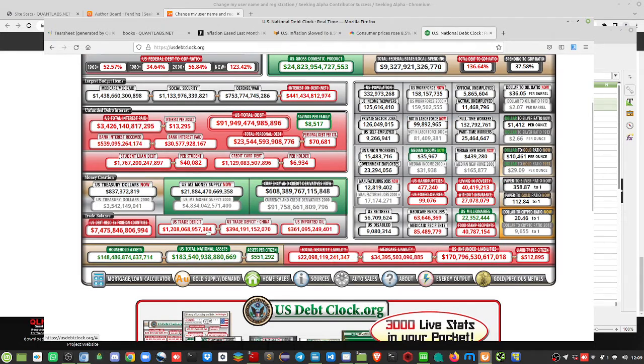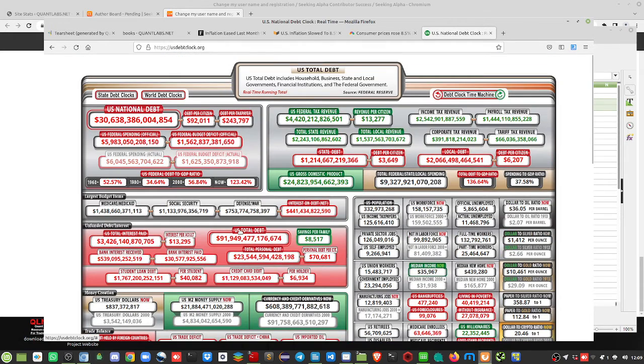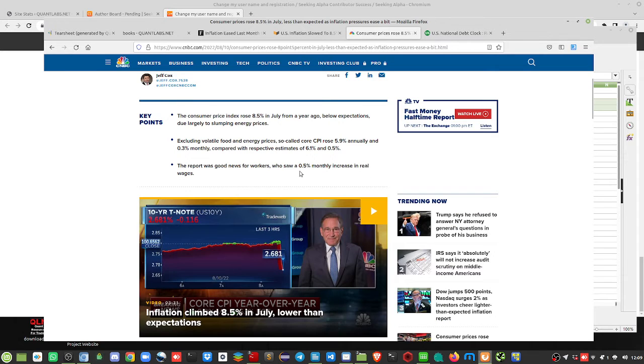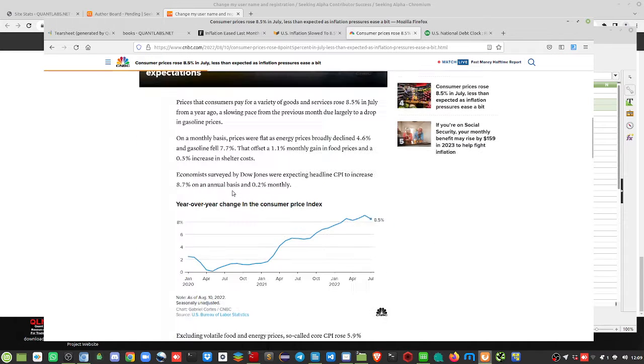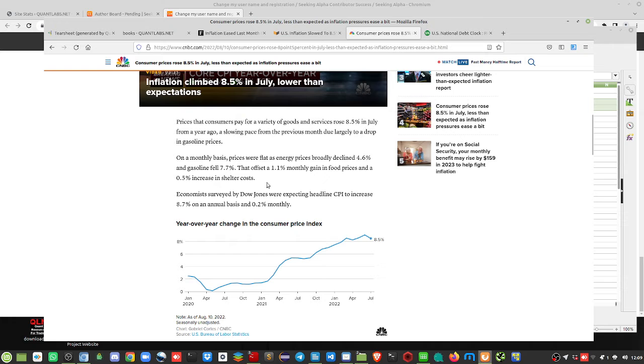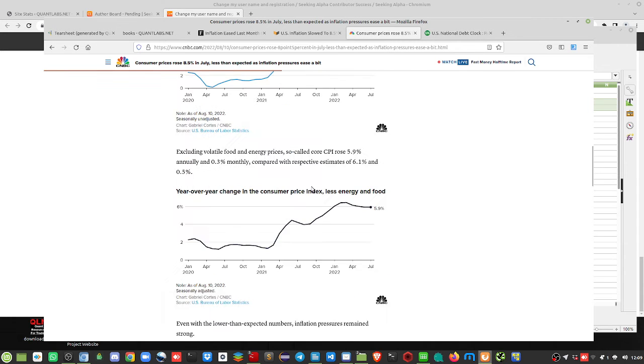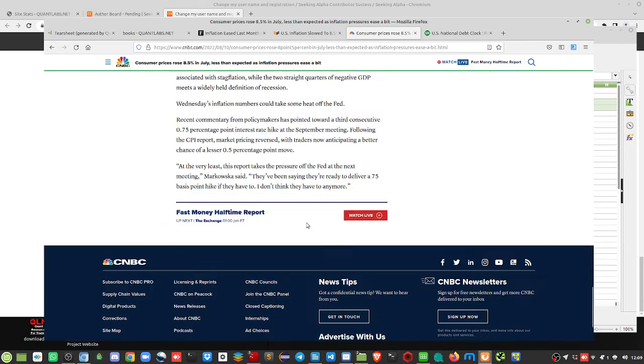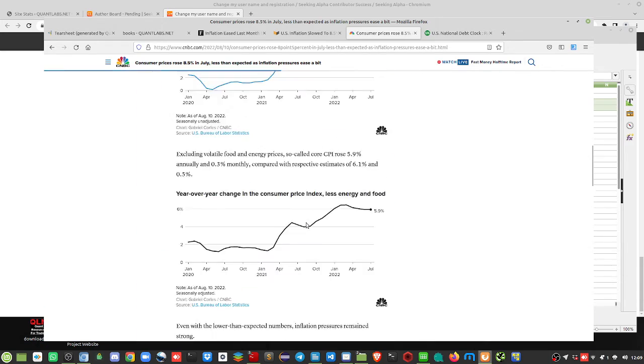$1.28 trillion deficit, look at that trade deficit with China. It's unreal, and it just goes up and up and up. Anyways, I could go on about it, but that's what's driving the inflation, really. The report was good news for workers, who saw a 0.5% monthly increase in real wages. And inflation is a form of tax, right? Everybody knows that. So I'm going to list these in my blog if you want to know more, and leave it at that.